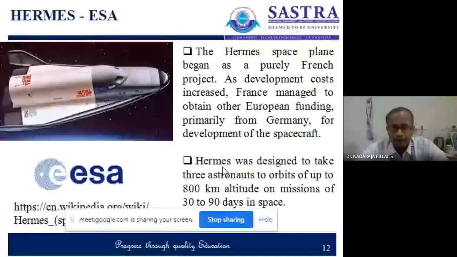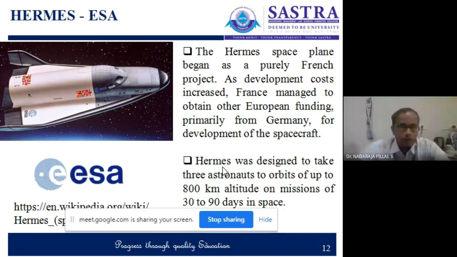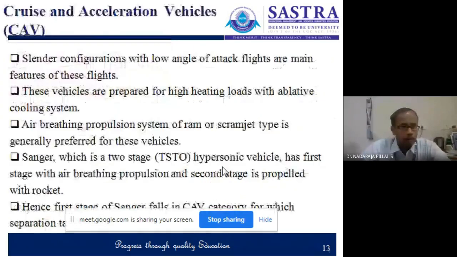The Hermes was designed by the European agency. Initially, it was started purely as a French project, but over a period of time, the finance was managed by the European funding agency, especially from Germany, right? Hermes was designed to take three astronauts to orbits of up to 800-kilometer altitude on a mission of 30 to 90 days in space. So these are some of the re-entry vehicles which existed and were tried before.